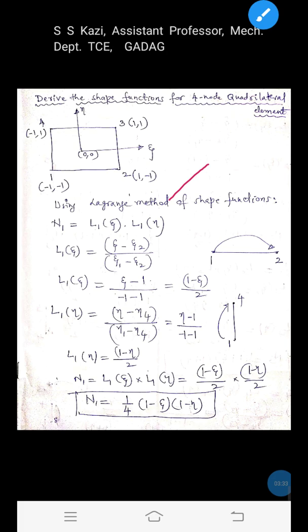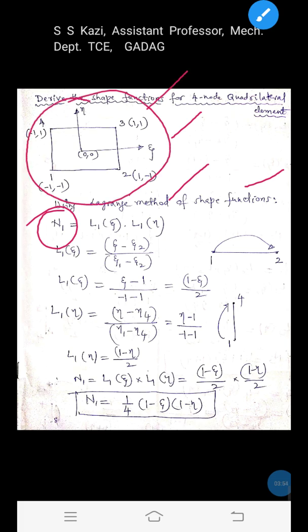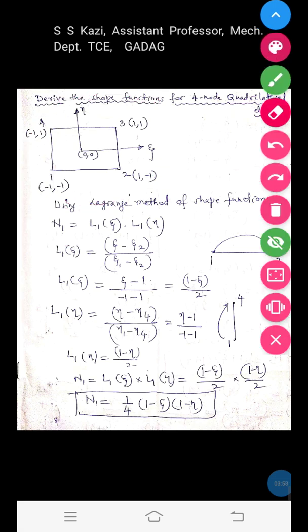For the one-dimensional quadratic and cubic elements we used only one natural coordinate, that is zeta, but since this is a two-dimensional element, we should use zeta and eta. Therefore, using the Lagrange method, since there are 4 nodes here, we need to derive 4 shape functions N1, N2, N3 and N4. Let us derive N1 now.